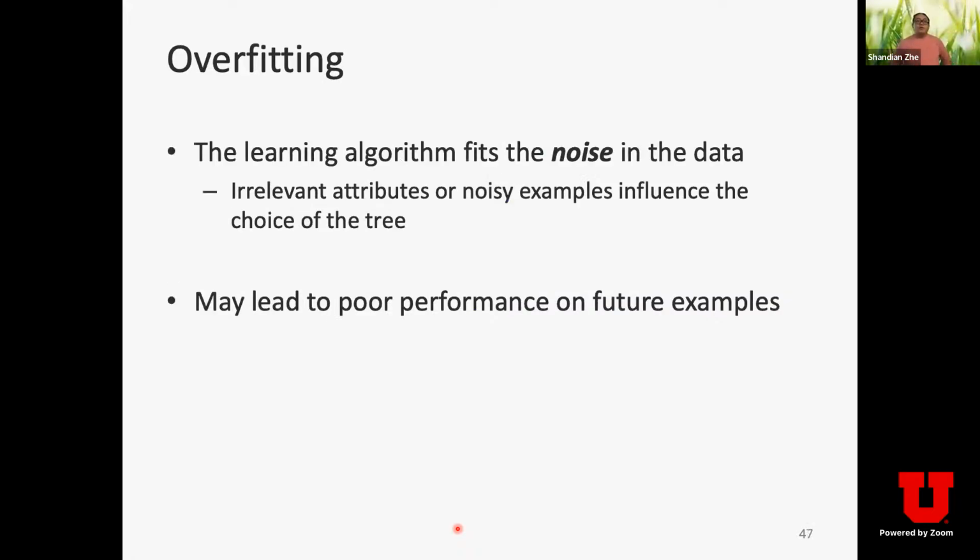So what's the bad effect of overfitting? The learning algorithm fits noise in the data. In our example, the noise is just label noise, but irrelevant attributes or noisy features can also lead to overfitting. Fitting that noise can influence your choice of decision tree, and in most cases, unfortunately, it will make your tree worse in generalization performance. That's why people do not like overfitting: it can lead to poor performance on future examples.